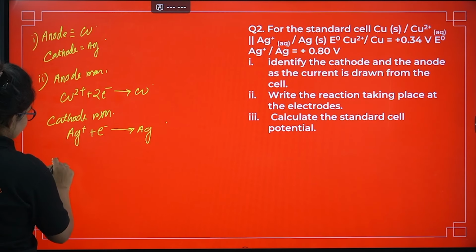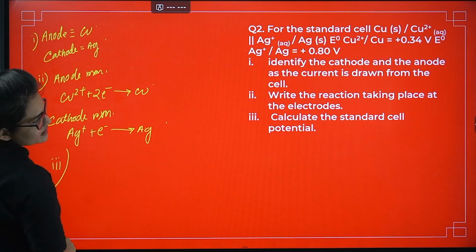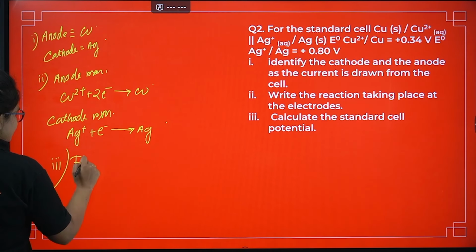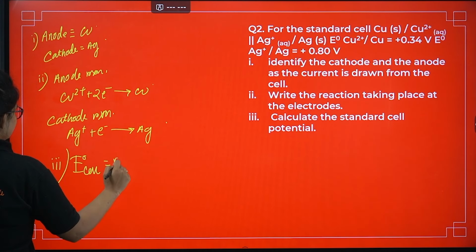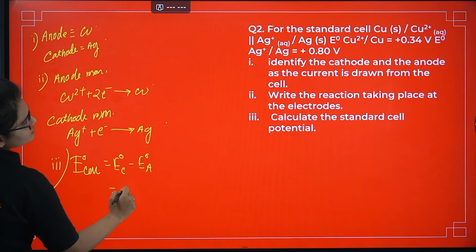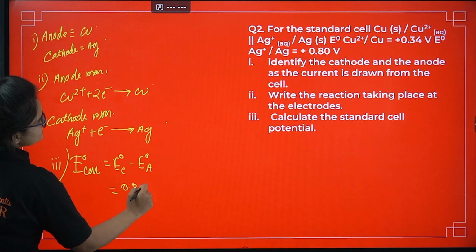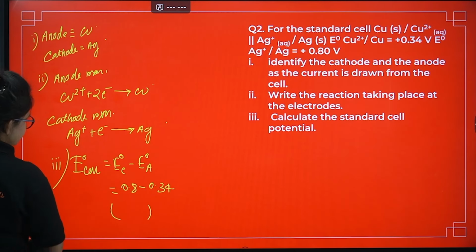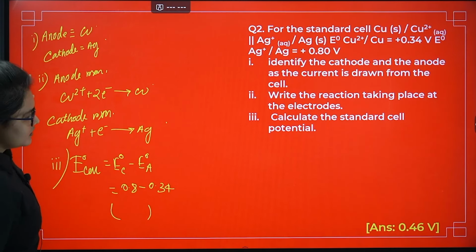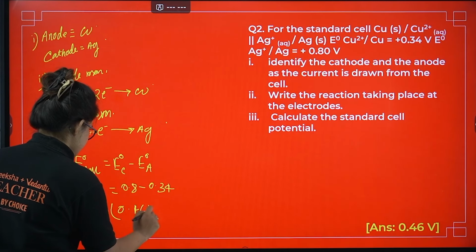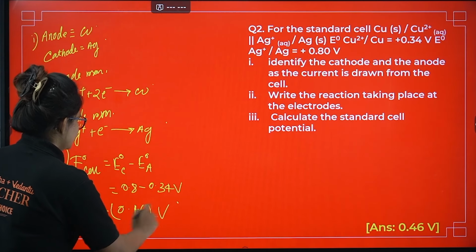Now what do you have to find out? Third, calculate the standard cell potential. How should you get it? E0 of cell is going to be E0 of cathode minus E0 of anode, right? So let's put the value, 0.8 minus 0.34. Whatever it comes is the answer. You should get 0.46. I guess this is clear to you.